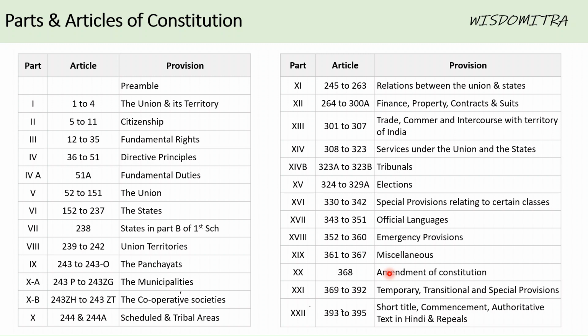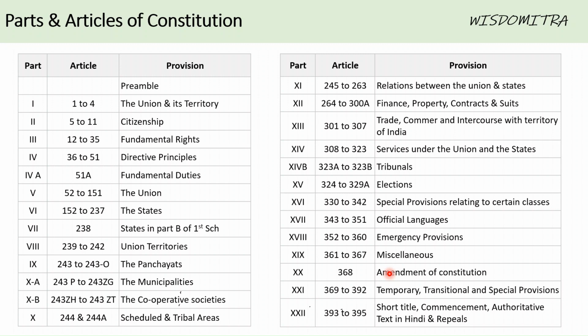Because it is a logical sequence, right? After union, then comes state, after states come union territories, after union territories, panchayats, municipalities, cooperative societies, and so forth. So, these are the most important parts. Then relationship between union and state, finance, property, contracts, suits, trade and commerce, tribunals.